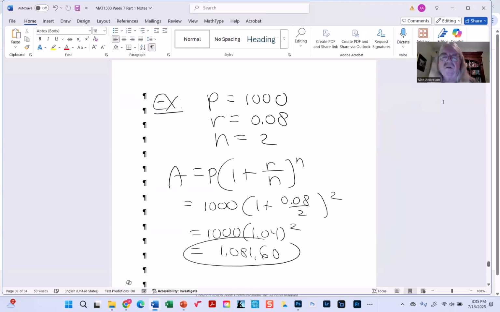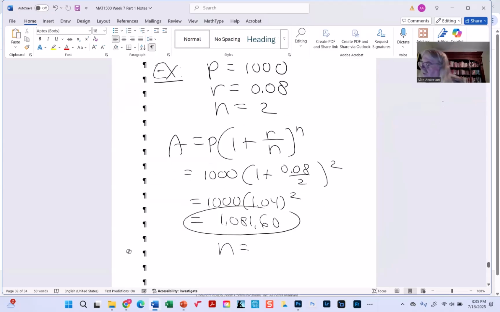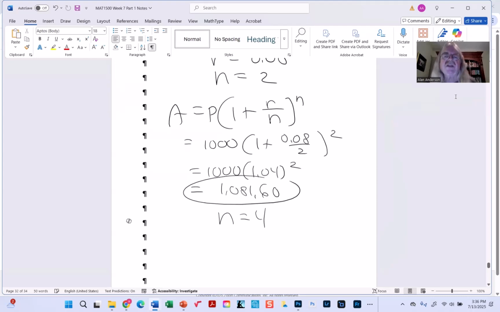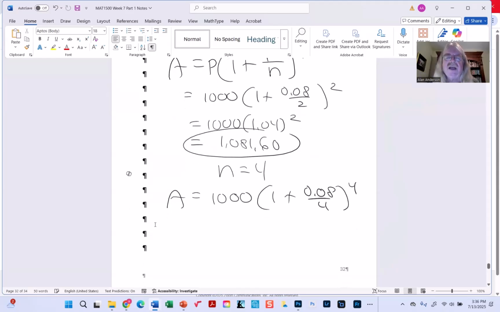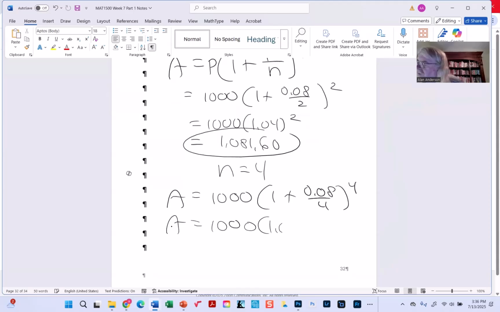Now, if we increase that to quarterly, and this is the interesting part, what happens if we increase that to quarterly? So you've got half the amount of interest being paid twice as often. That's what essentially this means. So you actually now have 1,000 times 1.02 to the fourth power. And so let's see what happens now. 1082.43.